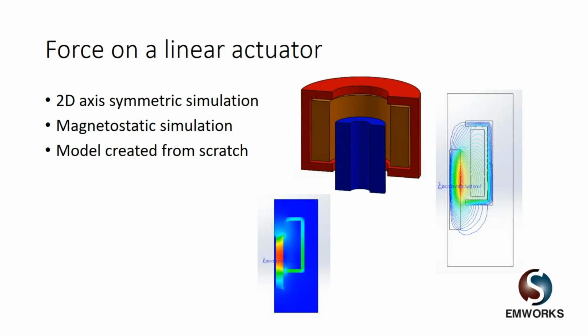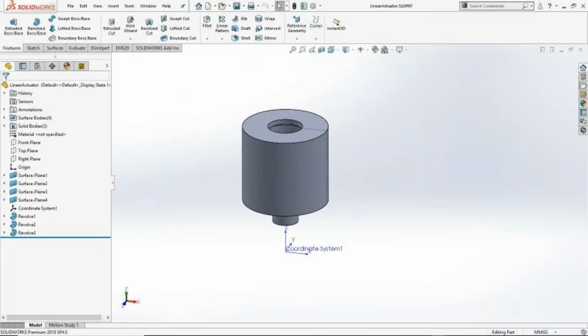This is a magnetostatic simulation. The objective is to find out the force acting on the plunger when I energize the coil. In this example, I will create the model from scratch in SolidWorks and solve it. So let me go to SolidWorks without further ado and look at the linear actuator model.